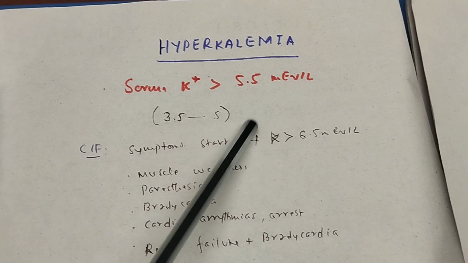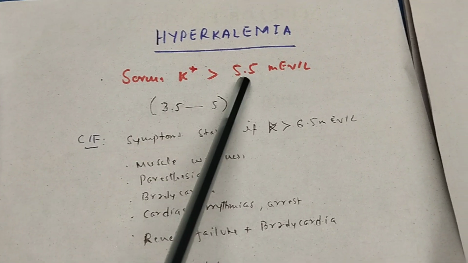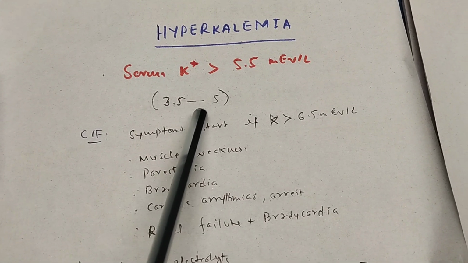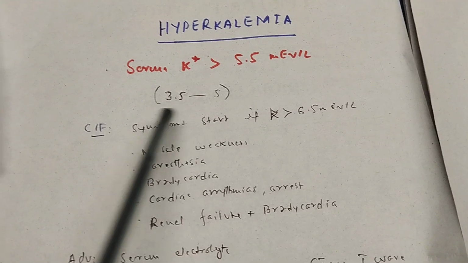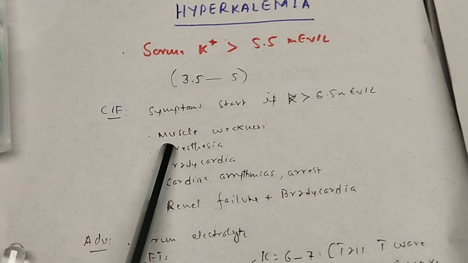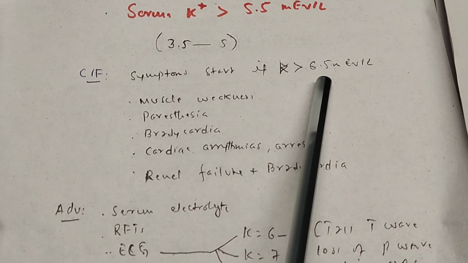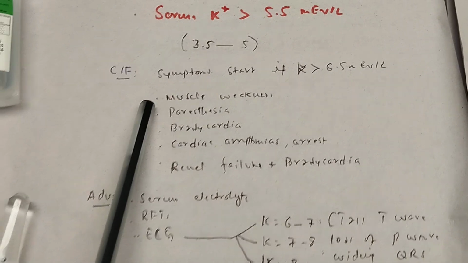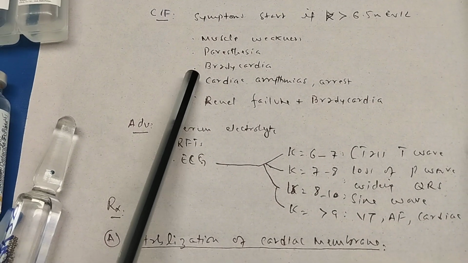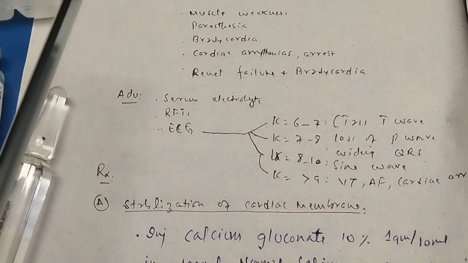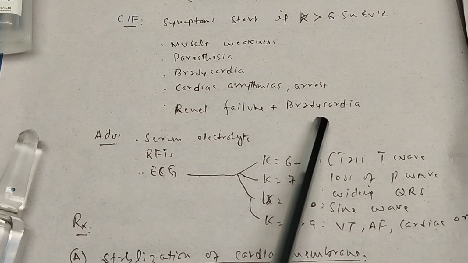Hyperkalemia means when the potassium level is more than 5.5, and the normal value is 3.5 to 5.5. Now, when will the symptoms occur? When the serum potassium level gets more than 6.5 milliequivalents per liter, then the symptoms will start. The symptoms are muscle weakness, paresthesia, bradycardia, cardiac arrhythmia, and arrest. When the patient has renal failure and bradycardia, think about hyperkalemia.